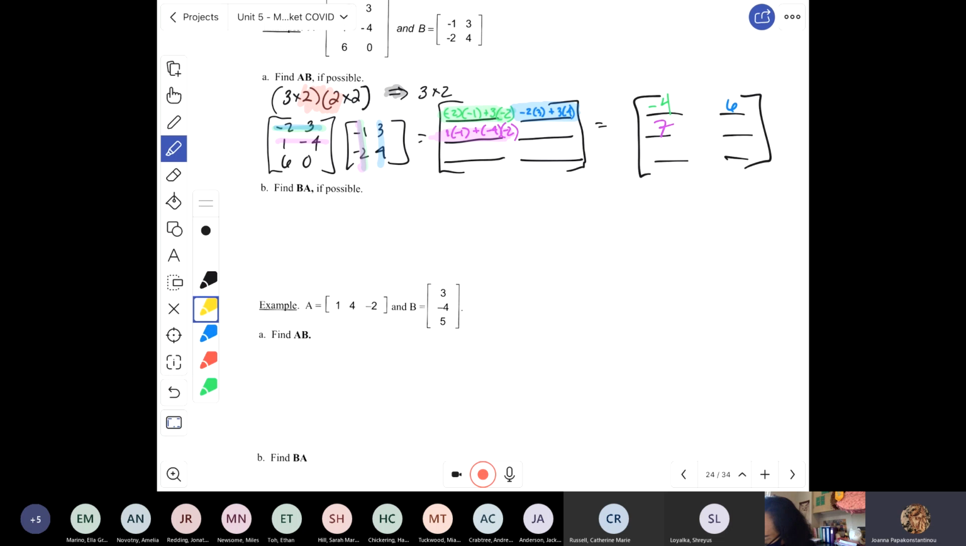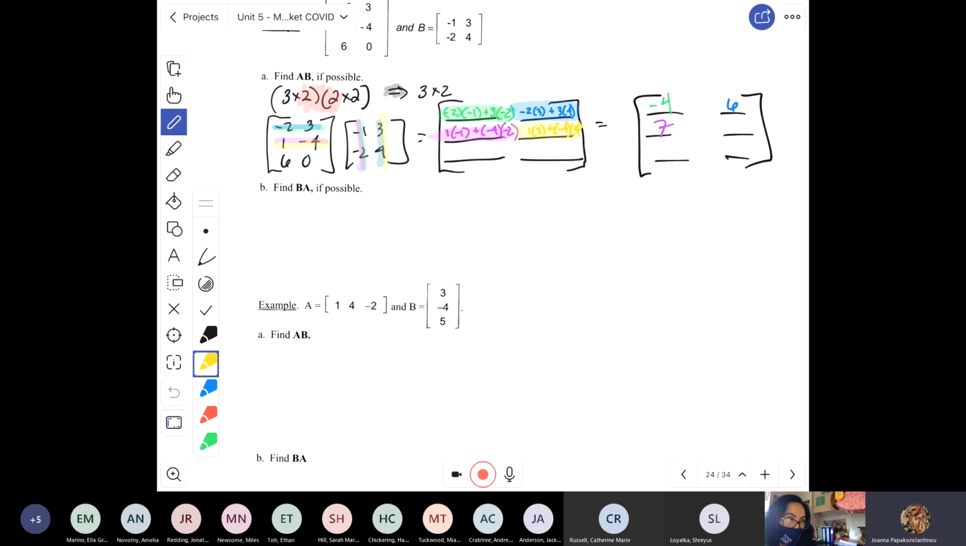Okay, let's keep going. What position is this? 2, 2. Second row, second column. So that's 1 times 3 plus -4 times 4. So what goes in the 2, 2 position in our final matrix?